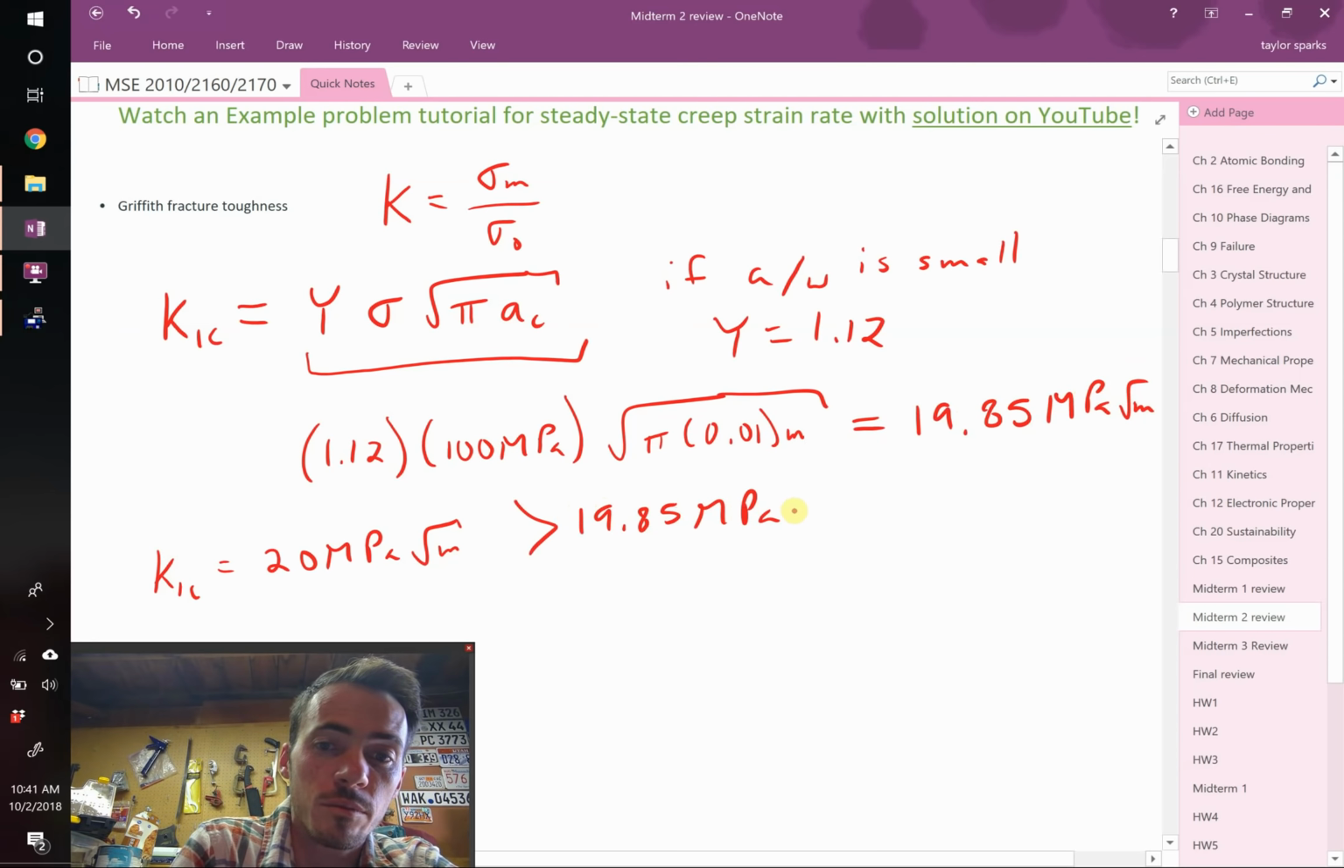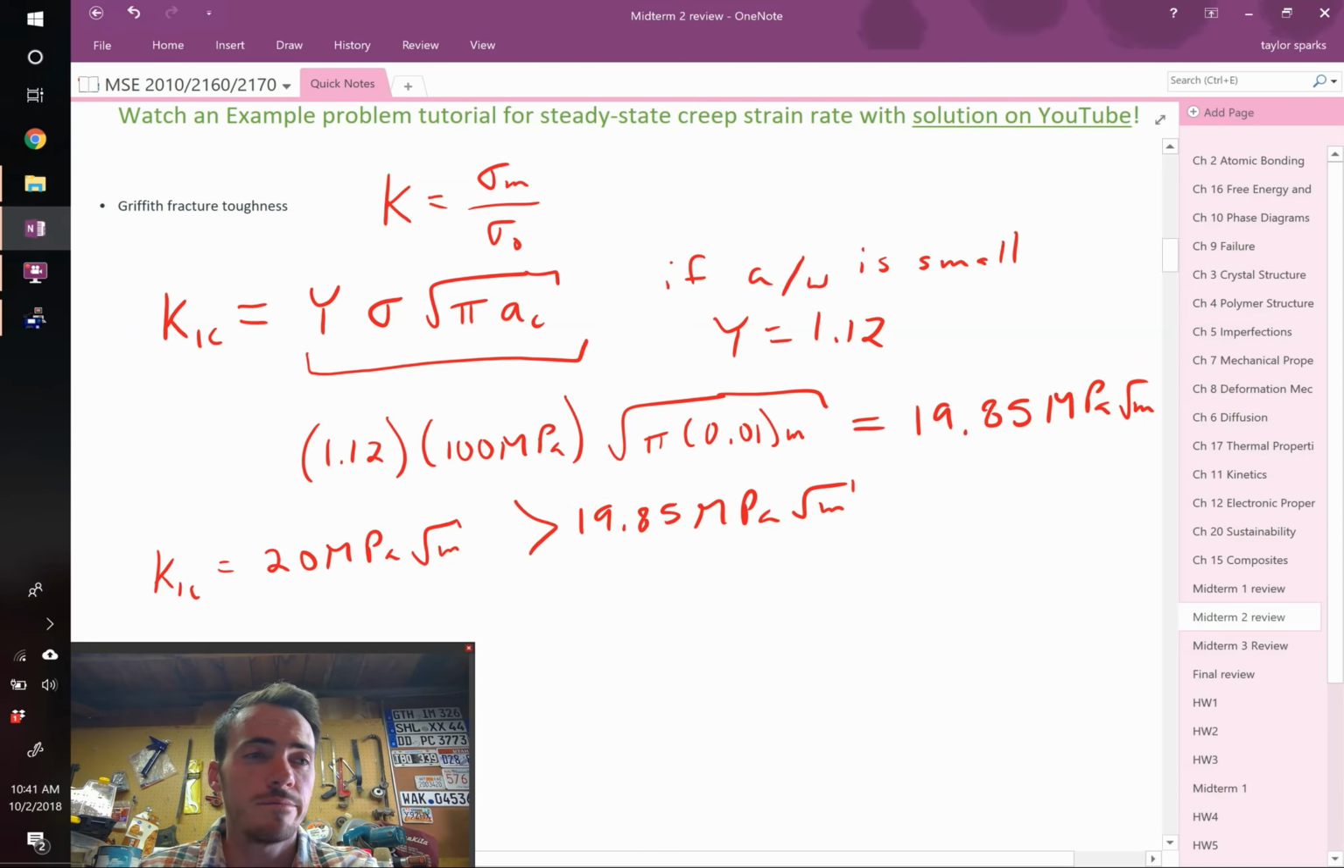Therefore, this technically, using Griffith fracture equation, you would predict it to not fail. Kind of amazing that it was that close when we just spitball numbers. Okay, that's Griffith fracture toughness equation.